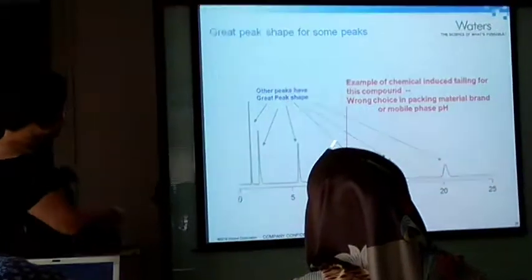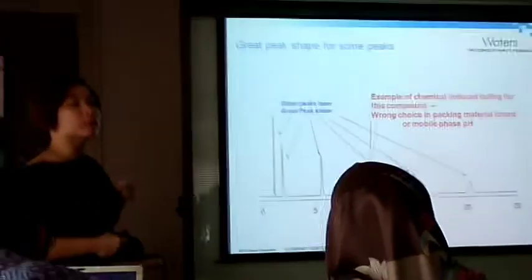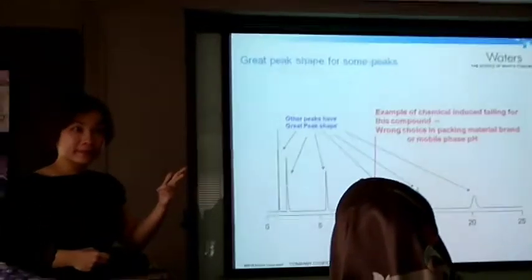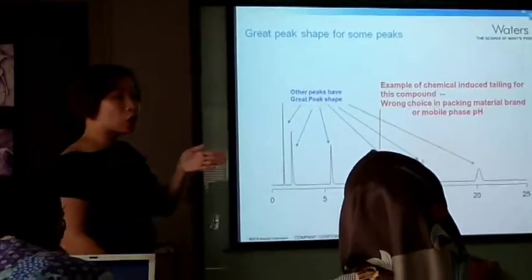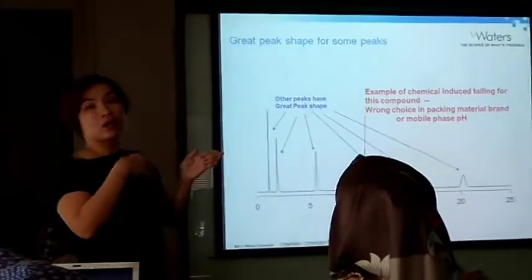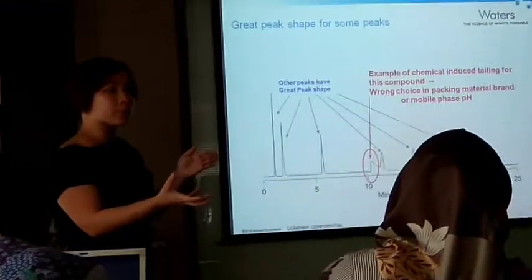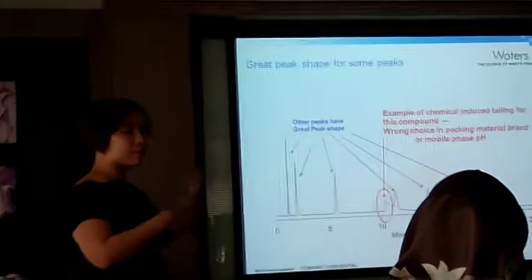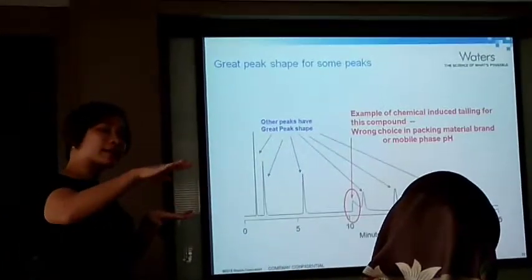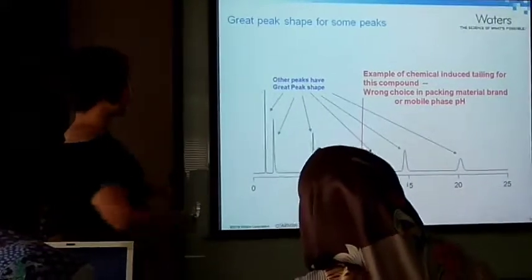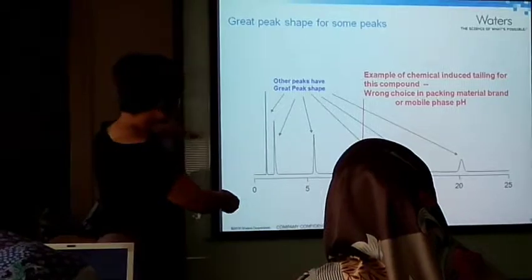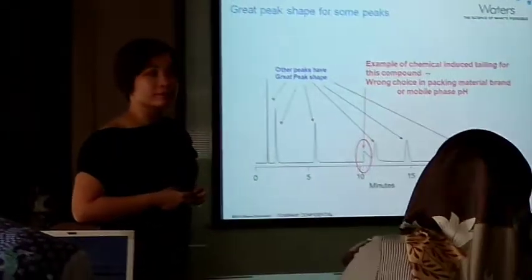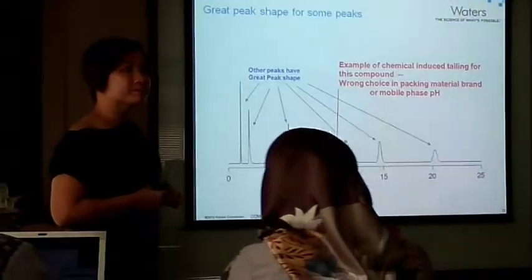But when you see one peak that is having a problem, tailing or splitting, then it tells you it is due to chemistry. Either the column is too old, or you prepared the wrong pH of your buffer, or there's something wrong with the chemistry of the analyte with the stationary phase. This is an example where all the peaks look good, but only one peak has a distortion. So it's a chemistry problem.